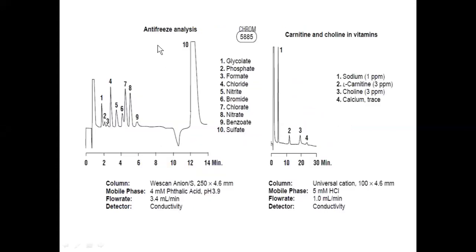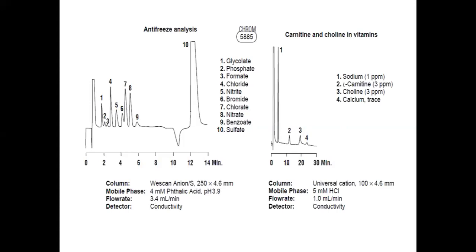Even as an example, antifreeze analysis we can do, and carnitine and choline in vitamins we can separate, especially sodium, L-carnitine, choline and calcium. Only trace amounts of calcium are able to be detected by means of this technique. By using an electrical conductivity detector, anion exchange resin is used to separate antifreeze components such as glycolate, phosphate, formate, chloride to sulfate. You can look at the chromatograms. Very, very little amounts of these species will be present. So it will be a very prominent technique for the separation of whatever the sample origin.